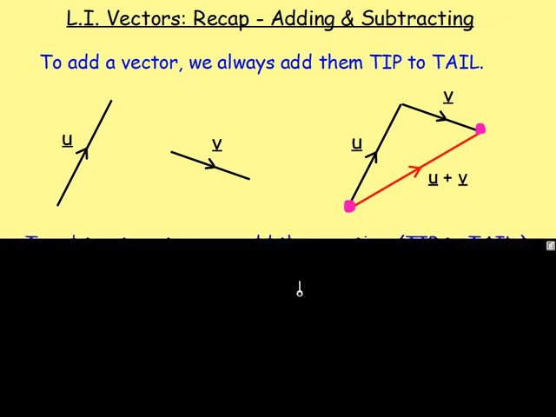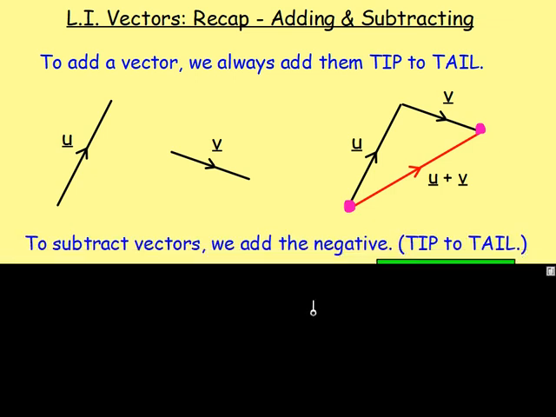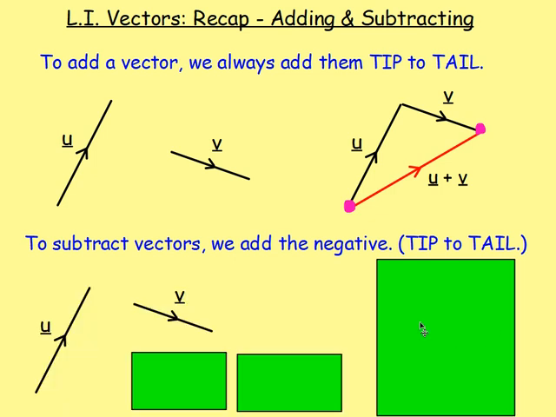What about subtracting vectors? How would we subtract them? Well, again, you've got to add them tip to tail, but to subtract them, really what you're doing is you're adding the negative. So let's take those two vectors again. We've got vector u and we've got vector v. So if we have to sketch u minus v, well, really what we're doing, as it says here, we're adding the negative. So we've got vector u plus negative v.